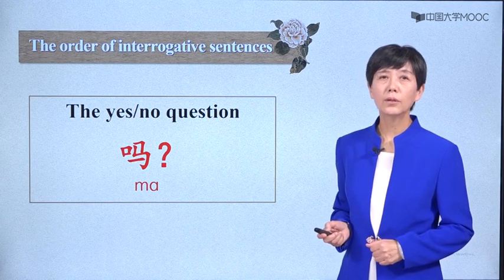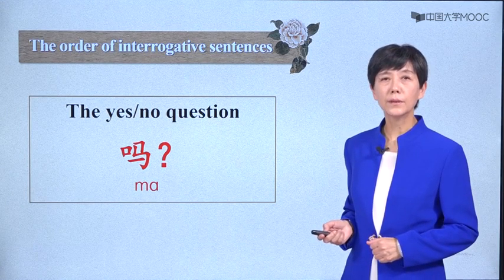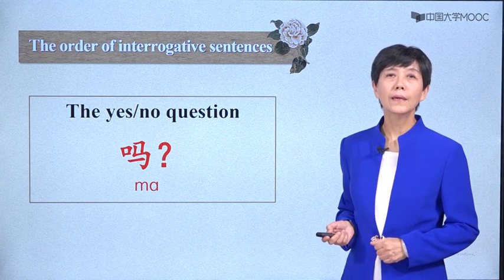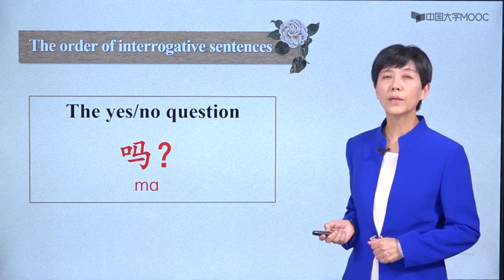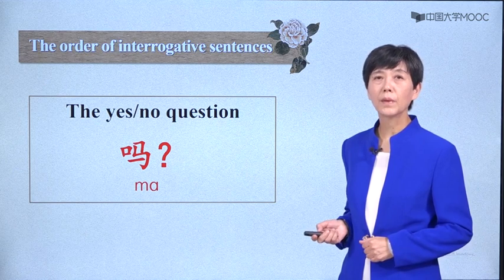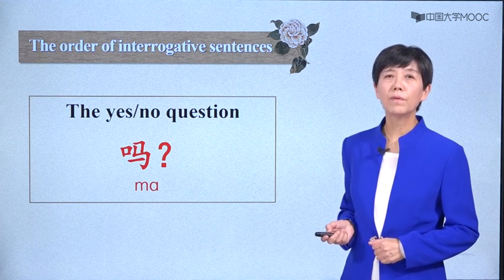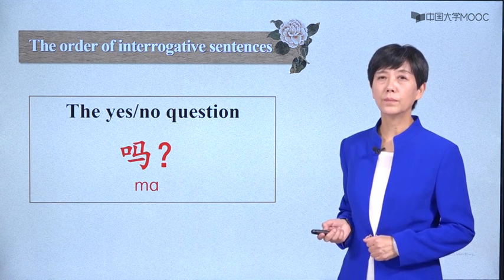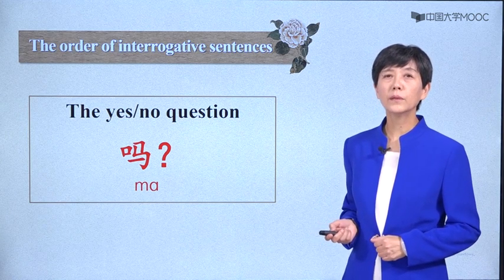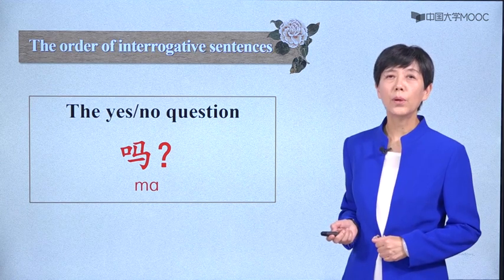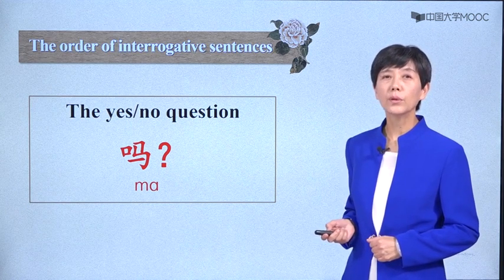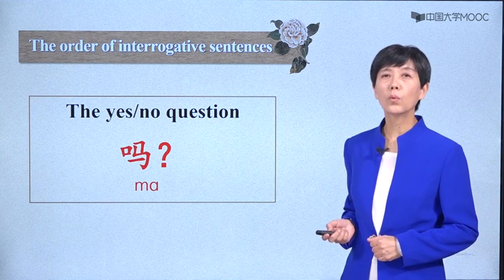You have now learned the order of Chinese sentences in a confirmative way. Now, let us see how to raise a question in Chinese. The question we use very often in Chinese is the yes-no question. The most important word you should know is ma, which is a question word we use in raising a yes-no question.